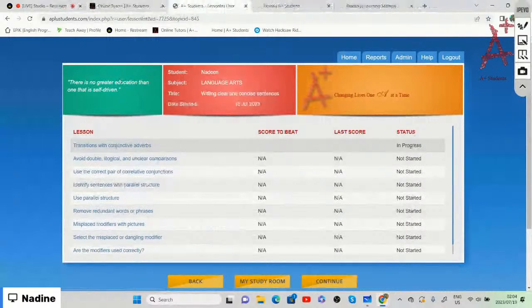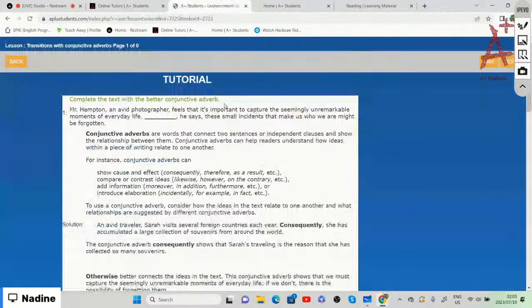All right, so when writing clear and concise sentences, there are also different conjunctive adverbs or wording that you need to use in order to join your sentences, so that it flows. So we're going to go into the first lesson, which is transitions with conjunctive adverbs. Conjunctive adverbs are words that connect two sentences or independent clauses, and it shows the relationship between them. Remember, conjunctive means to join.